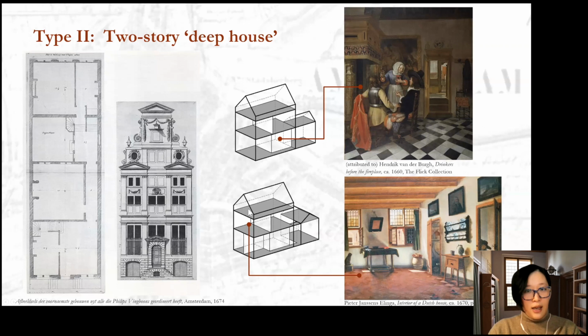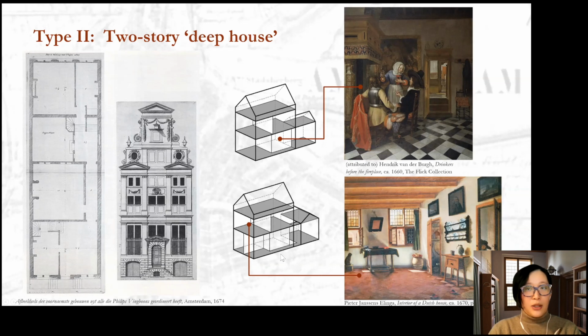And the second house type had one extra floor added to the type 1 house. And this is the most common house type in Amsterdam as well as in my sample. The extra space introduced in this house type added a lot of variation in the functions and the performance of space inside the house.